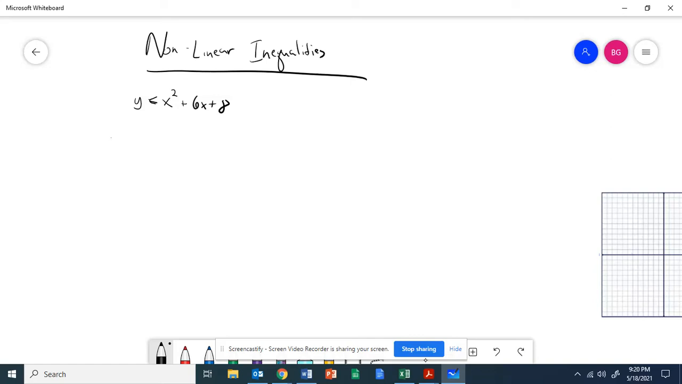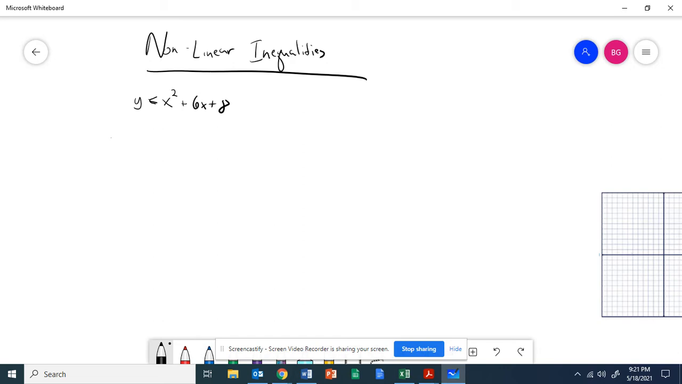Okay, so today we're going to talk about nonlinear inequalities, and we're going to look at these by graphing them. What I mean by nonlinear inequalities is we're talking about quadratics and systems where one will be a quadratic and we might have a linear in there as well.